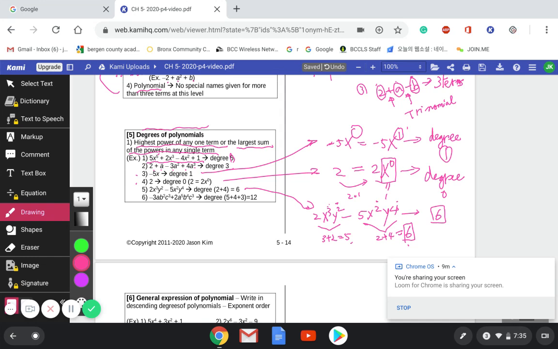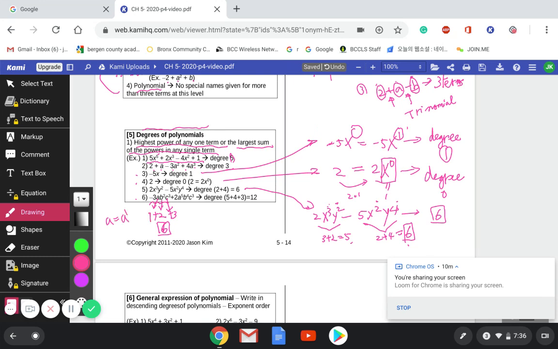Now in number 6, the degree of this polynomial: the first term, a has no power, so it's 1. b has a power of 2, so it's 2. c has a 3. So 1 plus 2 plus 3 will be 6. So the degree of the first term is 6. Notice that a is the same as a to the 1 power. So that's why you got 1 here.